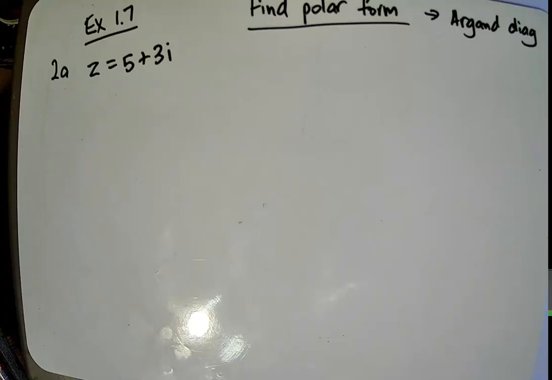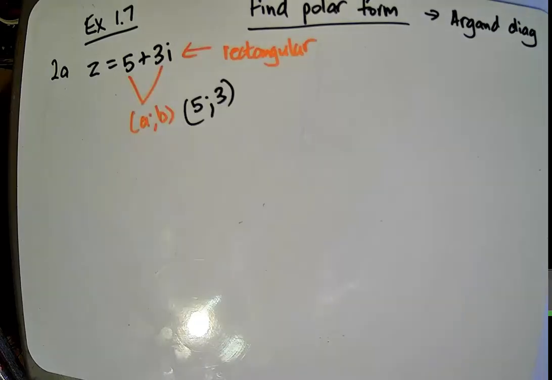So let's try this example out. Find the polar form and draw it on the Argand diagram. So exercise 1.7, given complex number z is equal to 5 plus 3i. This is in rectangular form. So that's our a and our b value, which is noted as 5 semicolon 3, which is x and y.